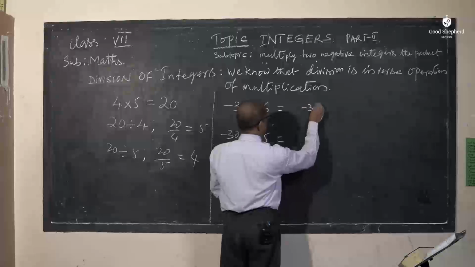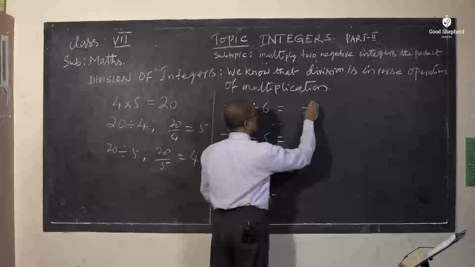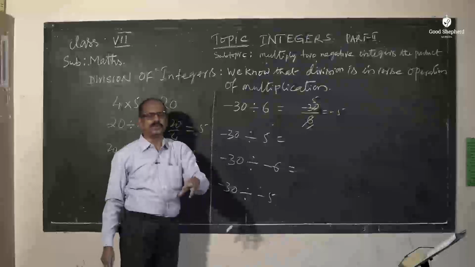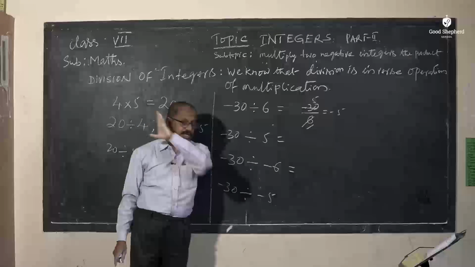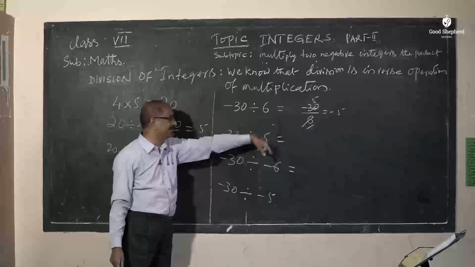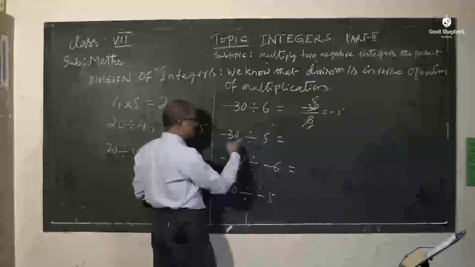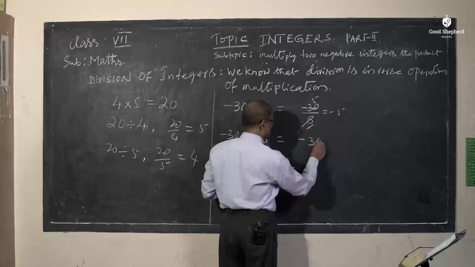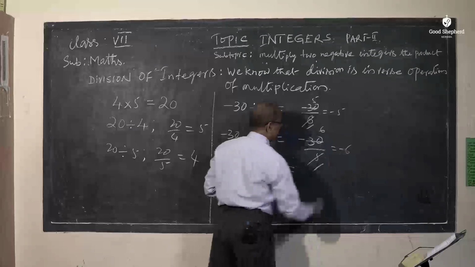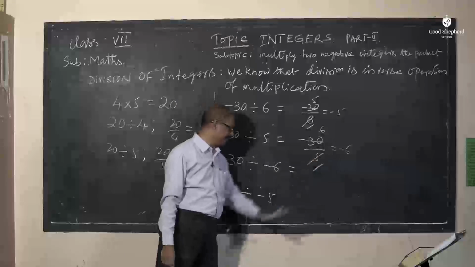So minus 30 is divided by 6. First I can write it like this: 6 ones are 6, 6 fives are 30, and the sign is minus, so 5. That means with a positive and a negative integer, the result is always a negative integer. So in division also, one is negative, the other is positive, and when I divide, the result is minus 5. The next is minus 30 divided by 5: 5 sixes are 30, that is minus 6. Again, one is negative, the other positive, so the result has the negative sign.